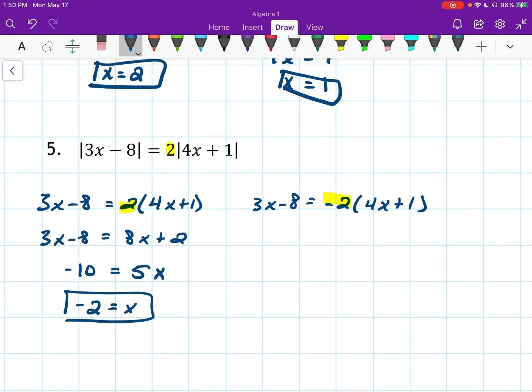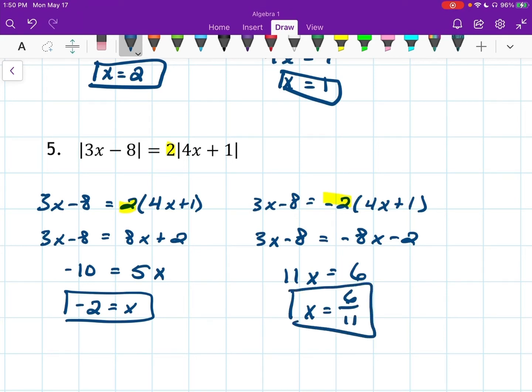On the right side, whenever I distribute my negative 2, I'll have 3x minus 8 is negative 8x minus 2. I'll pull my x's to the left, so I'll have, what is that, 11x equals, is that 11? 8, 9, 10, 11, yes it is. And then 6 on the right. So then I get x is 6 over 11.